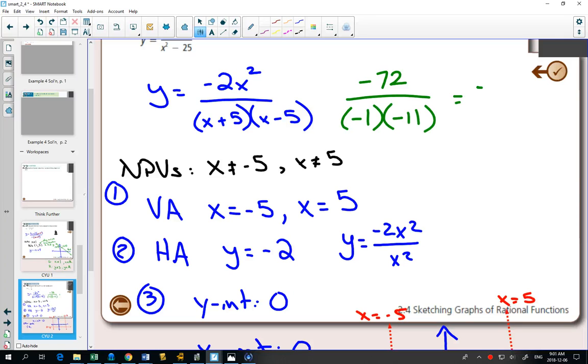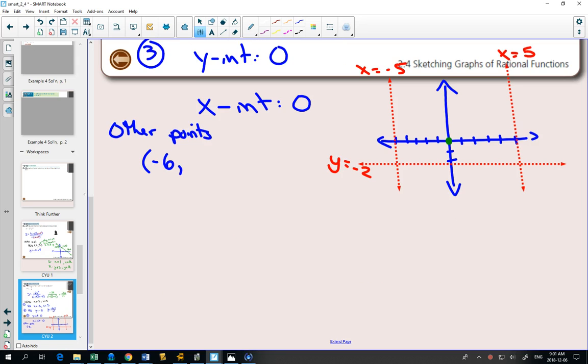This becomes -72 over 11. Can you see that that number would be somewhere between -6 and -7? So we're just going to estimate where that value would be. 3, 4, 5, 6, 7. -6, -72 over 11. That point is there. Once I have that point in that section with the asymptotes that I have, I can finish drawing this section.